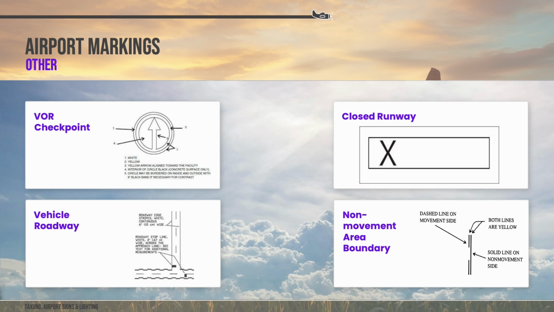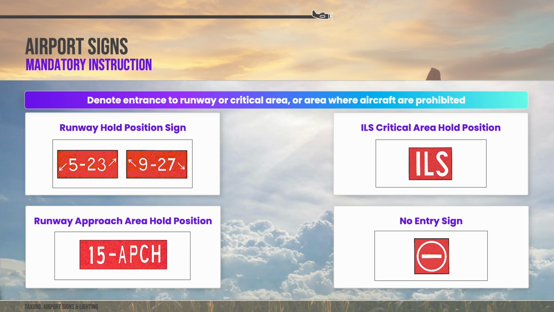You'll also have a non-movement boundary area, which both lines are yellow. It's a single dashed line and a single solid line, and that's between the movement side and the non-movement side for where you need or don't need clearance to move around. And then if you're approaching an airfield or runway that has a big white X on it, that runway is closed and not used for landing at all anymore.